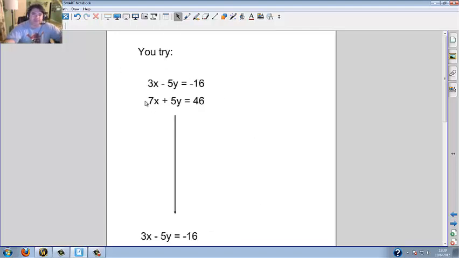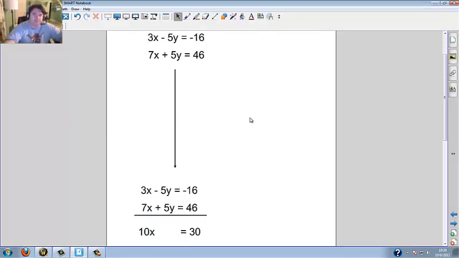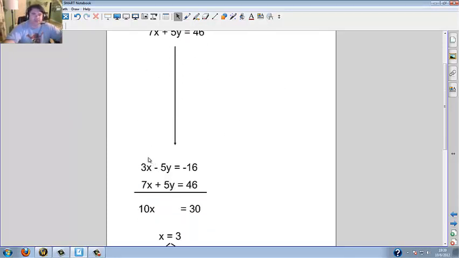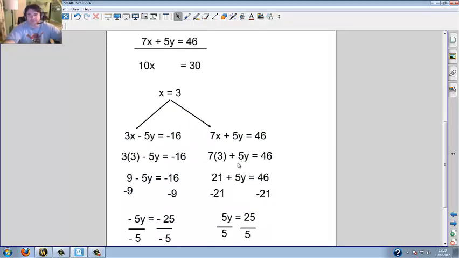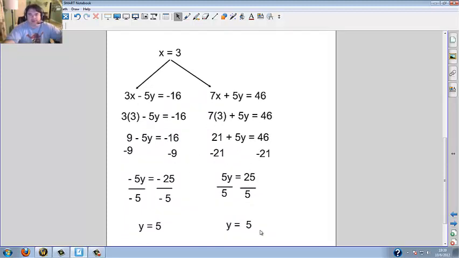You try. Go ahead. 3x minus 5y equals negative 16. 7x plus 5y equals 46. Hint, they're already set up, so you can just add them up. Notice here these cancel out. These add to 10x. This adds to 30. Divide both sides by 10, you get 3. Plug them in. Booyah, it makes 5.